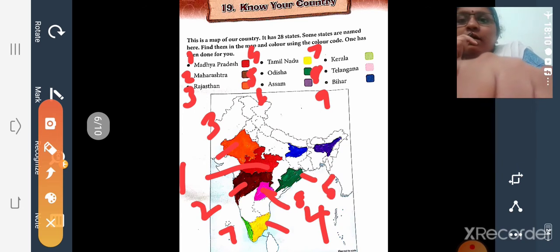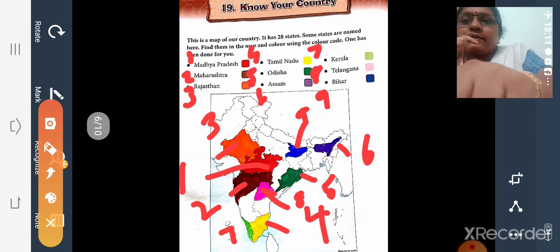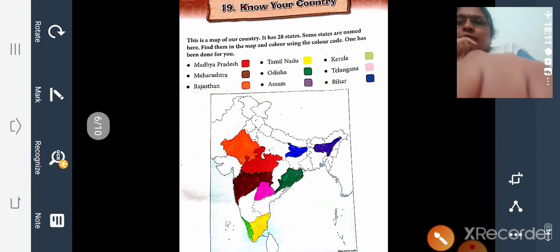Then Bihar, Assam and Bihar. Assam which one? 6. Assam here, 6. And this is Bihar. Bihar 9. Okay, so color this.